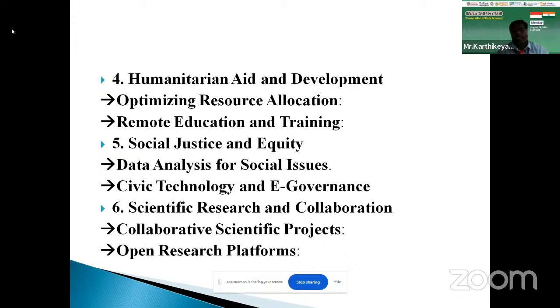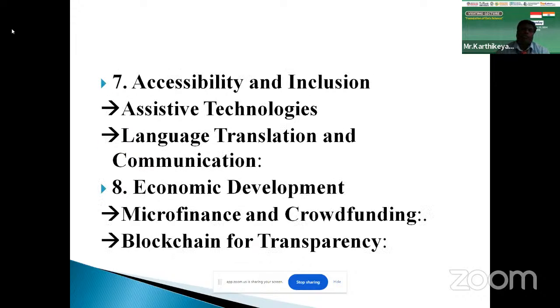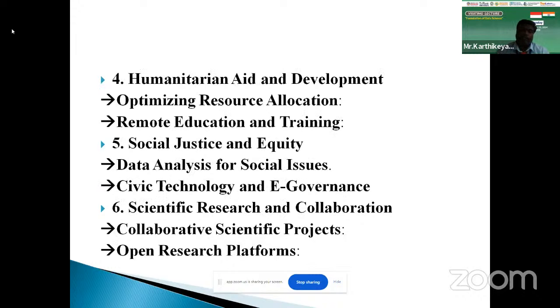And sixth one, scientific research and collaboration. So it follows the topics collaborative scientific projects and open research platforms. And seventh one, accessibility and inclusion. It has the following: assistive technology, language translation and communications. And eighth one, economic development. So it encompasses microfinance and crowdfunding, and blockchain for transparency.